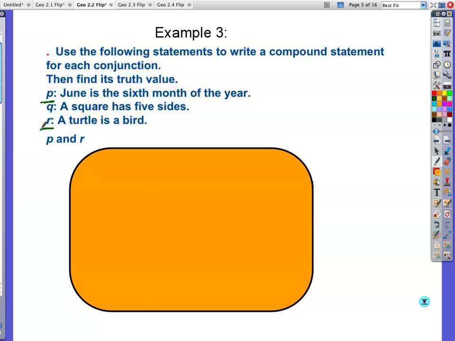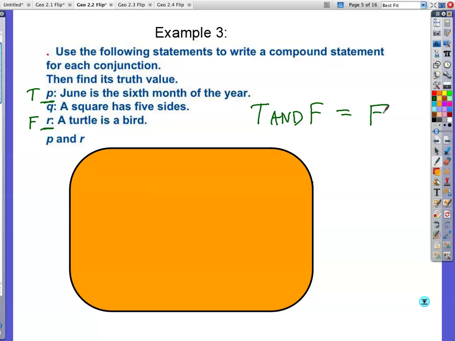Notice what they're doing. They're putting an extra statement in there so you can pick out the right ones. June is the 6th month of the year. If you need to count: January, February, March, April, May, June. So this is true. And a turtle is a bird. That's so funny because that is so not true. So I've got a true and a false. So P is true, and is my statement in between, and then R is false. So overall, this would have a truth value of being false.